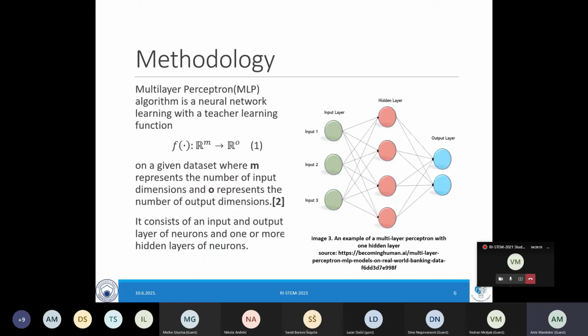Now I'll be talking about the methodology used to get the best results. First of all, what is a multi-layer Perceptron? It is a neural network learning with a teacher. It consists of input and output layers of neurons and of hidden layers of neurons. All input neurons are connected to neurons in the first hidden layer, and then they are connected to the second hidden layer, and so on, depending on the number of hidden layers.